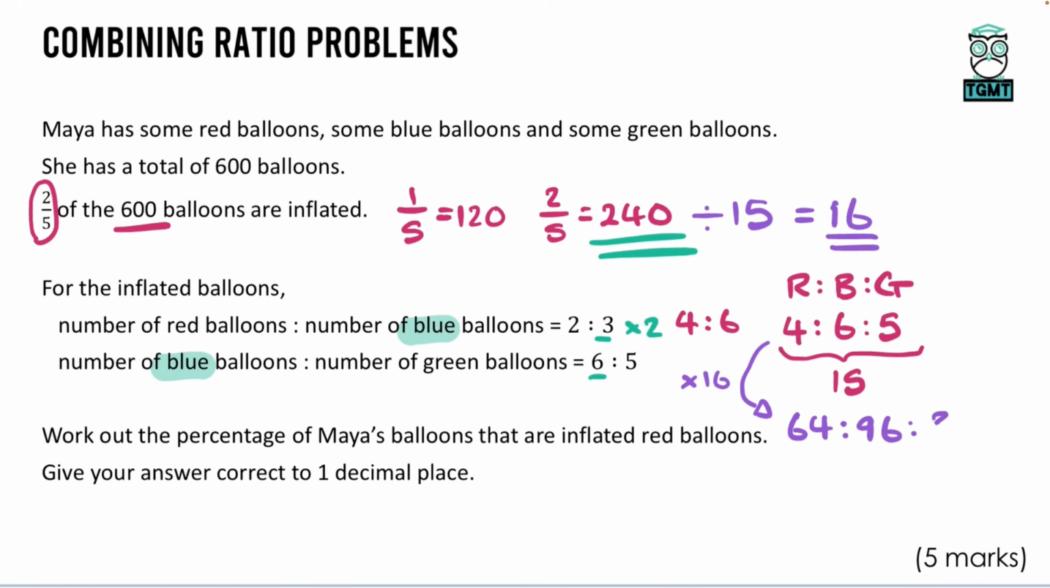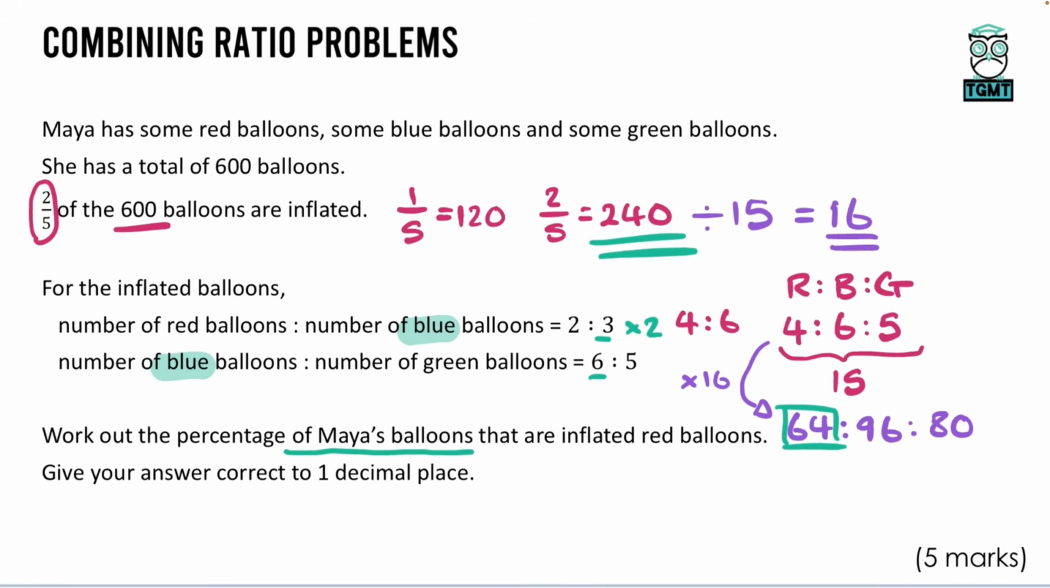Now I might not actually need all of them, and in this question I actually don't. It says work out the percentage that are inflated red balloons. So I only really care about these 64 red balloons. Now we have 64 inflated red balloons, but what it's asking me to make it a percentage of is really important. Here it says work out the percentage of Maya's balloons.